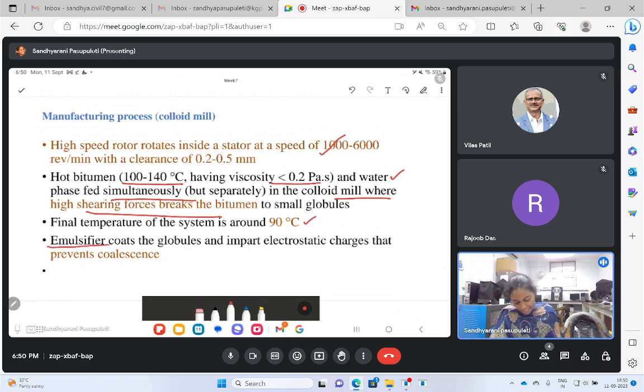So we will be adding emulsifier simultaneously when the bitumen is broken into small pieces, because as fast as possible when the bitumen is broken into small pieces, if I add the emulsifier, that will go and create the positive charge on the surface of these bituminous particles. So that will impart the electrostatic charges and that will prevent the coagulation of the bitumen again.